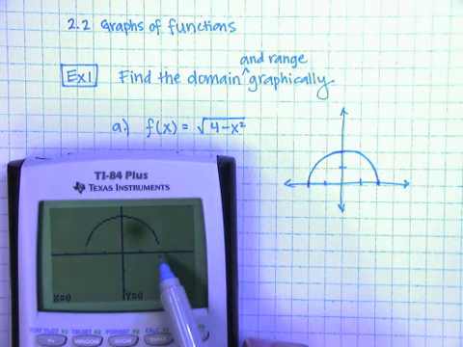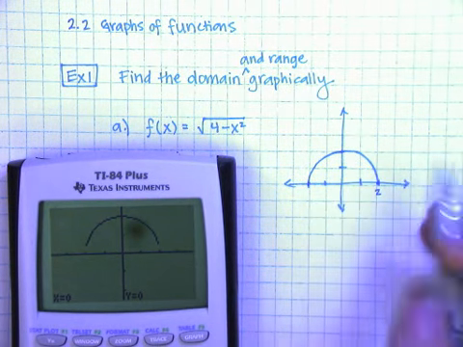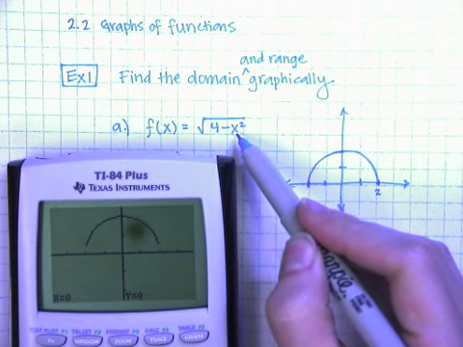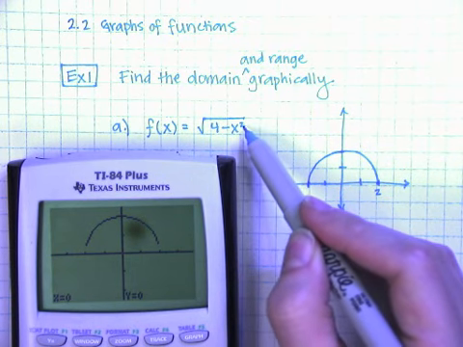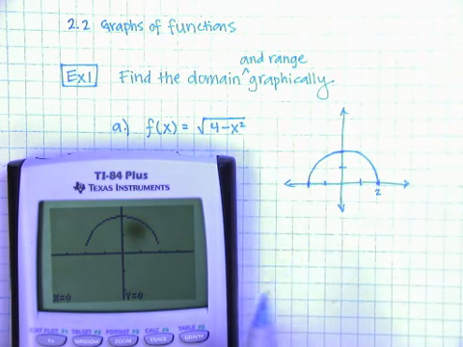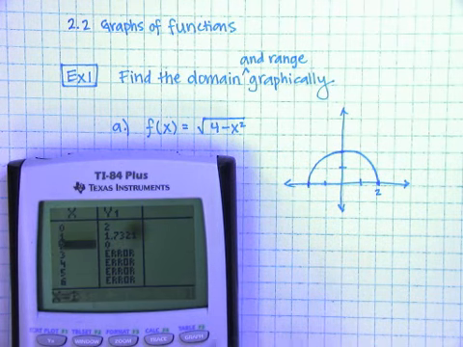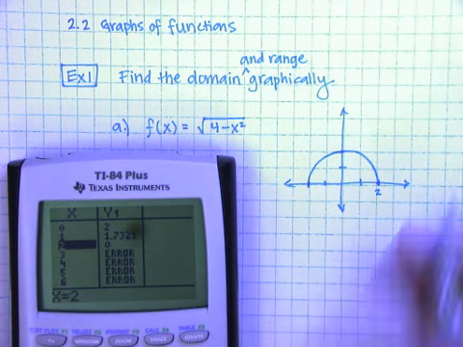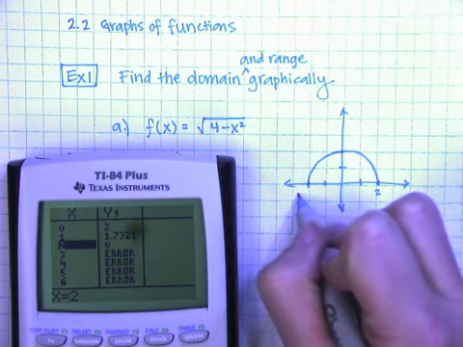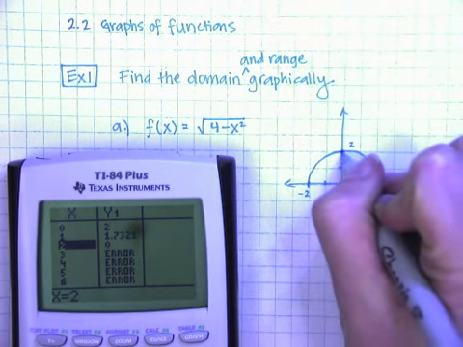Now you can tell that it really does hit, because if I plug in x equals 2, 4 minus 2 squared, well 2 squared is 4, 4 minus 4 is 0, the square root of 0 is 0. Also in my xy table, when I plug in 2, I get 0. So I know that really does hit. And then at -2 as well.